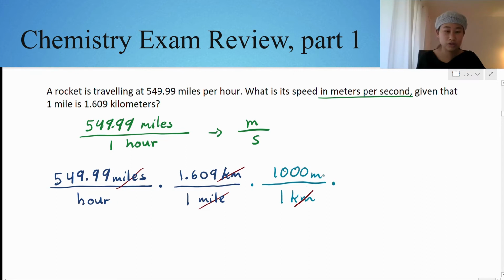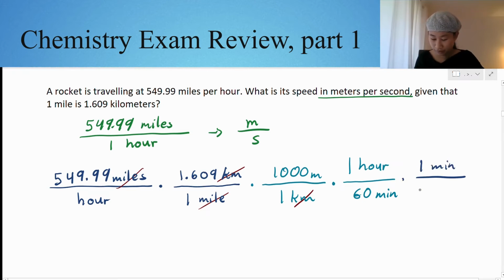Next, we are going to convert hours to seconds. So in 1 hour, there are 60 minutes, and in 1 minute, there are 60 seconds. Just to make sure, we have hours on the top and on the bottom, so those cancel out, and then minutes on the bottom and minutes on the top, so minutes cancel out, leaving us with meters per second, just like we want.